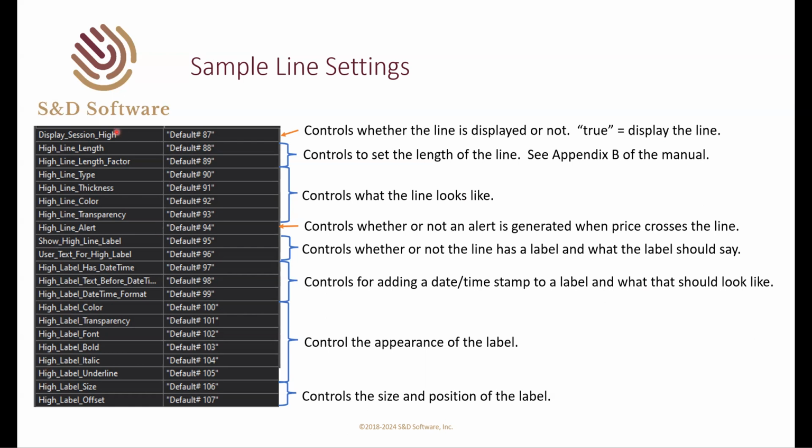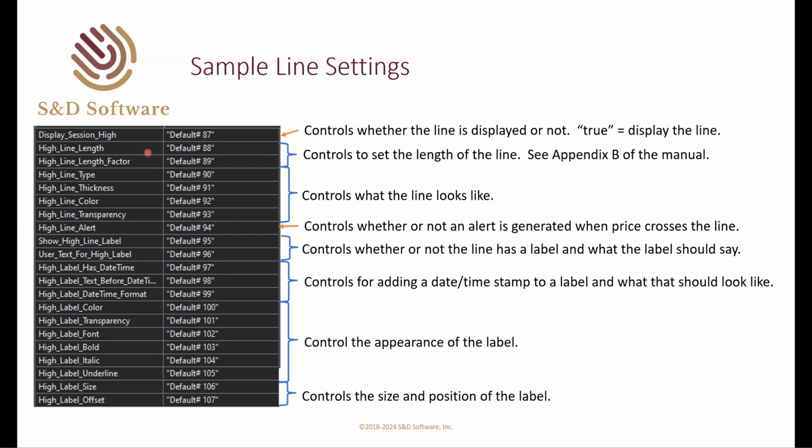And if we look at the settings, the very first setting here is your master switch for that line. So in this case, display session high. If that's true, the tool is going to draw a line for the session high. If it's false, there won't be any such line. Now, if that's turned off, if that's false, all the other settings here will be ignored. So if display session high is true, then all these other settings are active.